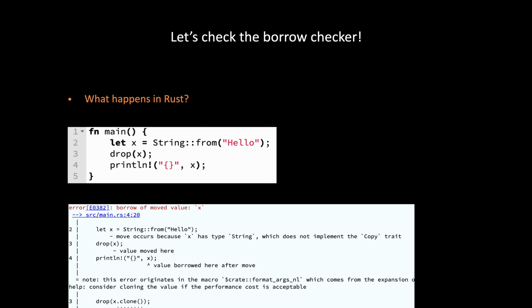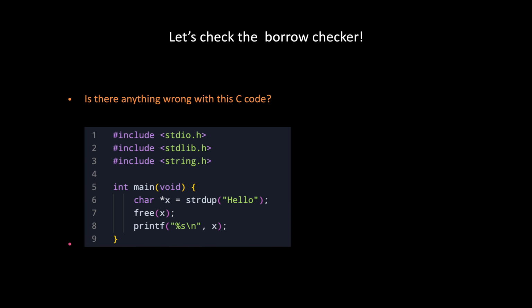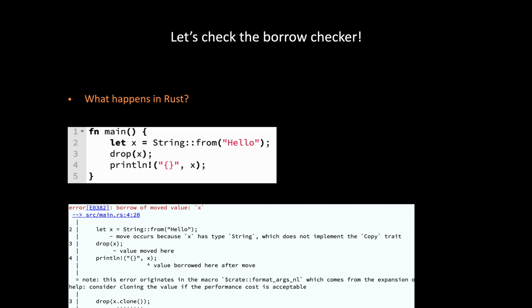If we convert the same snippet into Rust, at line 2, we define x, and then we create a string object, allocate some memory space, and assign that to x. At line 3, we drop x. What happens when we drop x? We deallocate the space, and we take the ownership of x. From now on, x is invalid because it doesn't have ownership.